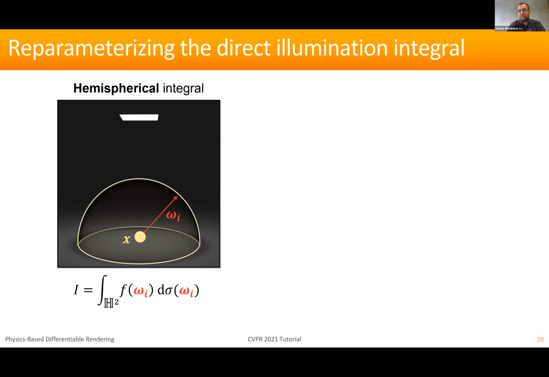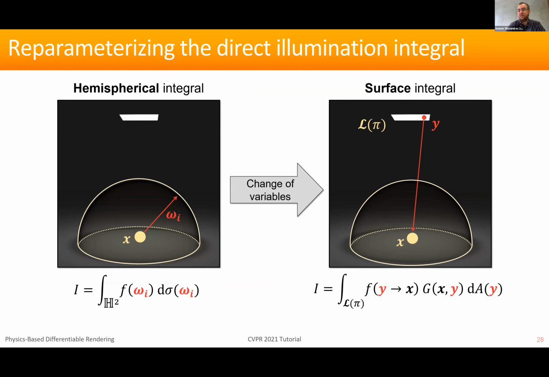Now, to get some intuition about exactly what kinds of discontinuities we have to deal with, I'll make a small change in the way I describe direct illumination. Up until now, I described direct illumination as a hemispherical integral. I look around the point and I go over all possible incident directions omega i at that point, and I sum up a weighted version of the incident radiance. We can rewrite this as a surface integral that says that now I integrate not over all directions, but all possible points in the scene that emit light.